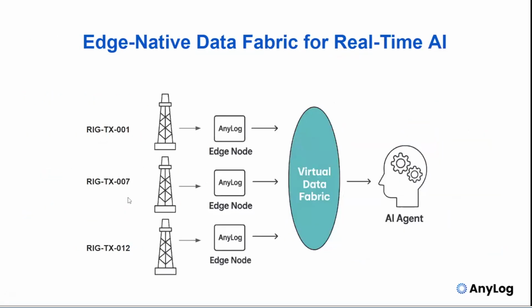Now let me show you a live demo. In this demo, we're using real operational data from 3 oil rigs, numbered 1, 7, and 12. Each oil rig has its own AnyLog node connected to the local PLCs. The data remains local at each rig, but the virtual data layer makes it appear as one unified data set.